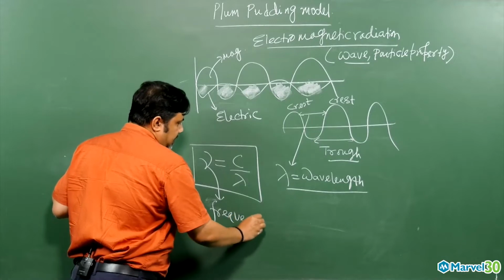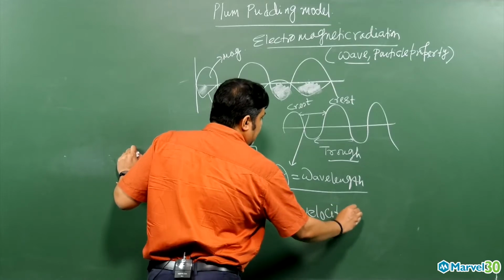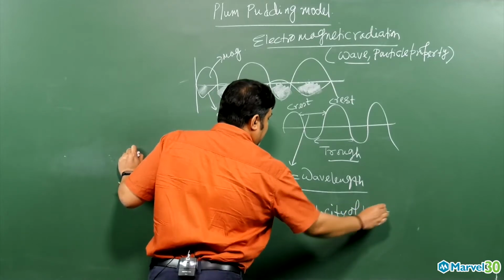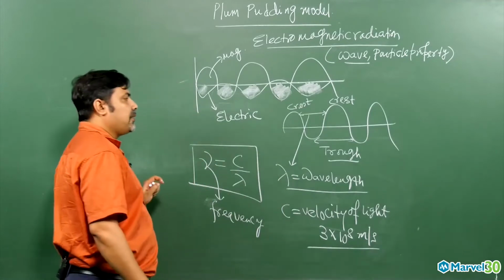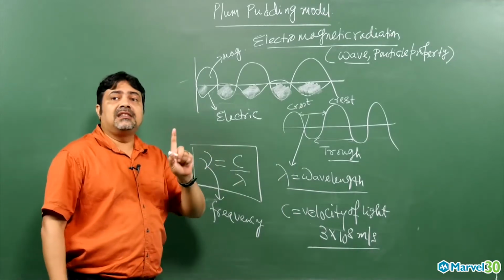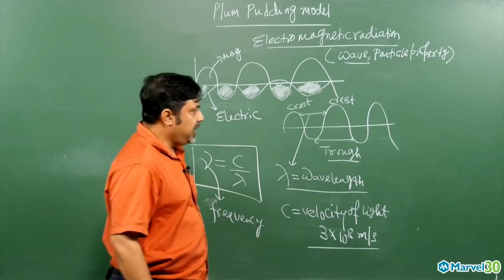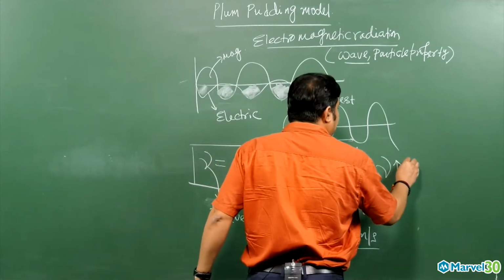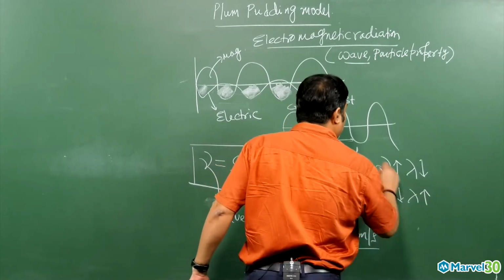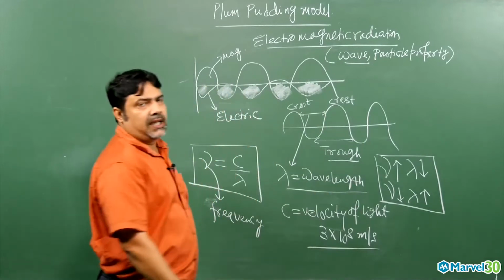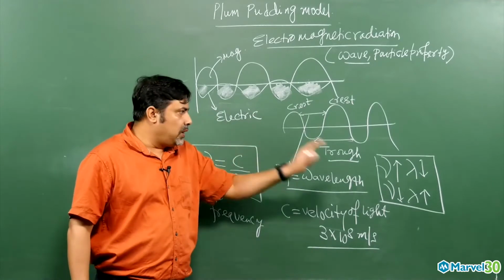Here c is the velocity of light, which is 3 × 10^8 meters per second. Frequency and wavelength are inversely proportional to each other, because c is a constant. If the frequency is more, the wavelength will be less, and if the frequency is less, the wavelength will be more. You have to remember this relation always, as you will do many things with it.